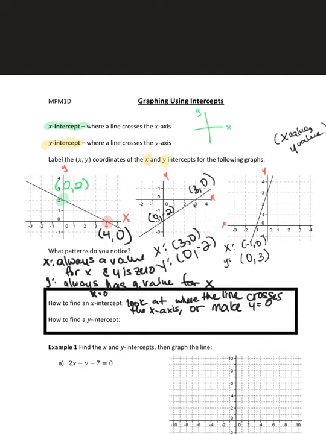And what I mean here is, what if we are in the situation where I don't have a graph like this? What if I just had an equation? So if I had an equation, I know that my y is always going to equal 0. So if I substitute y equals 0 in here, solve for x, I'm going to get my x-intercept.